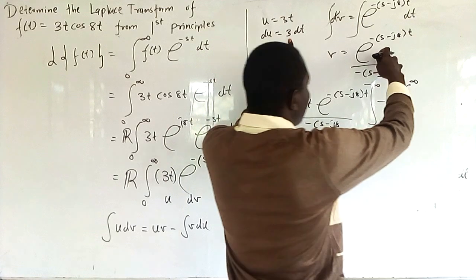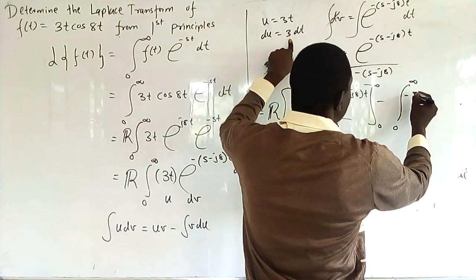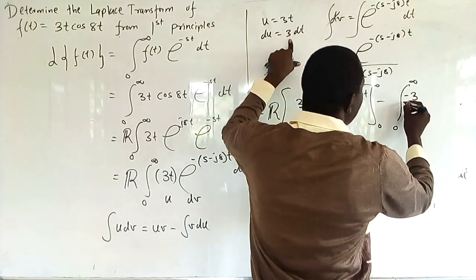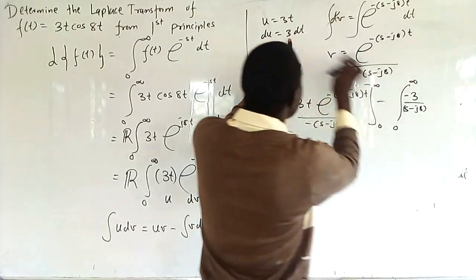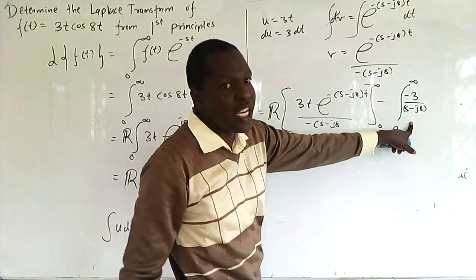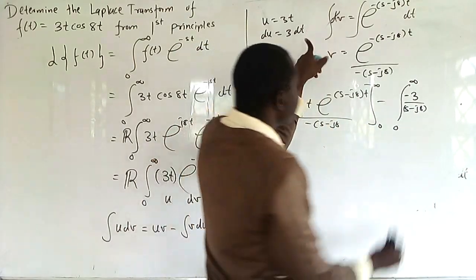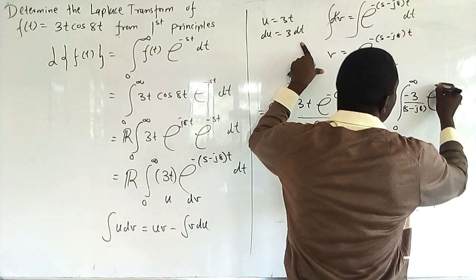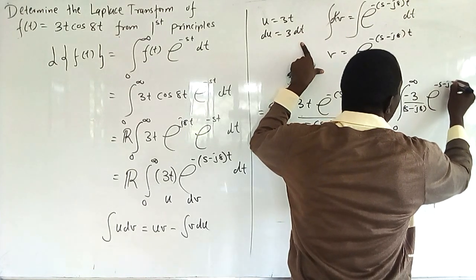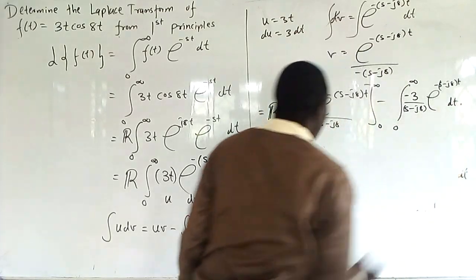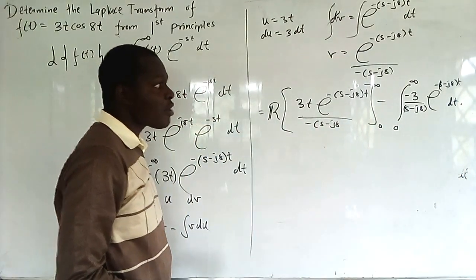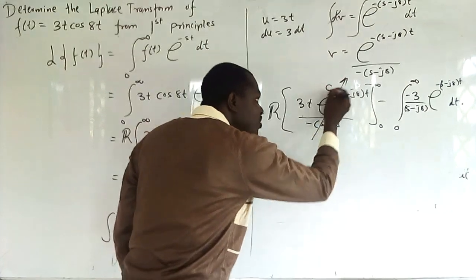What will you get? Negative 3 over (s minus ja), because this times this, you get negative 3 over this, isn't it? Yes. Then the exponential times dt, you get e^(-(s-ja)t) dt. Now I want people who are observant. If you are observant, you will see that all of that is 0.